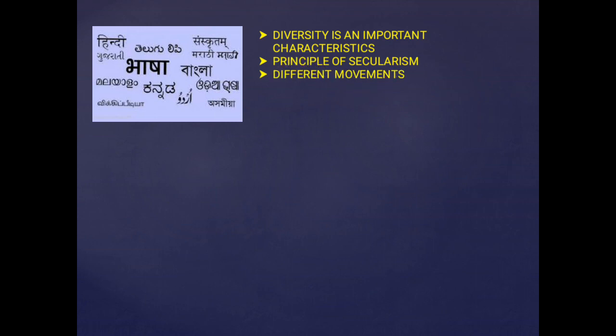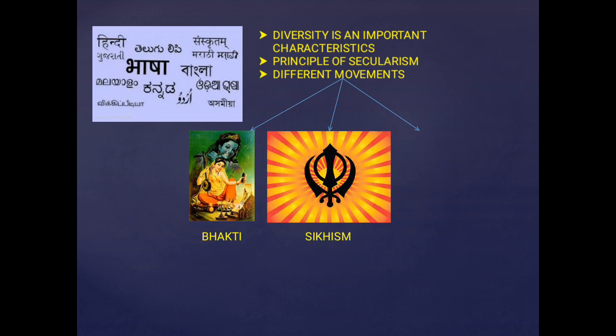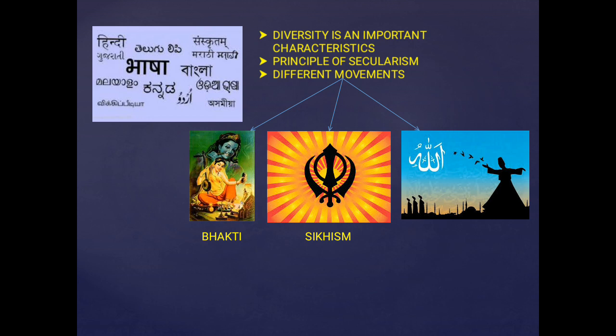In medieval India, too, attempts to bring about religious synthesis in social life were made on the basis of this principle. Among these efforts, the Bhakti movement, Sikhism, and the Sufi sect have a significant place. Picture of Bhakti movement, Sikhism, and Sufi sect.